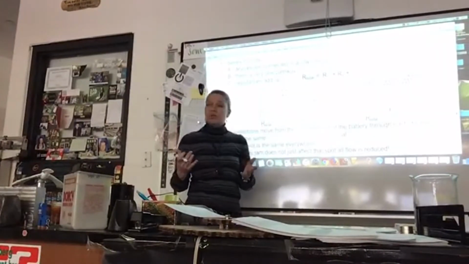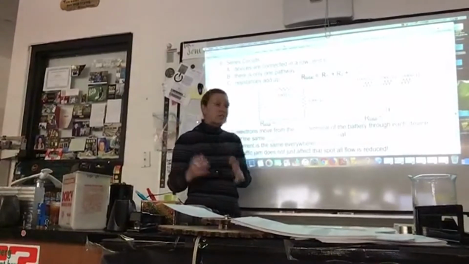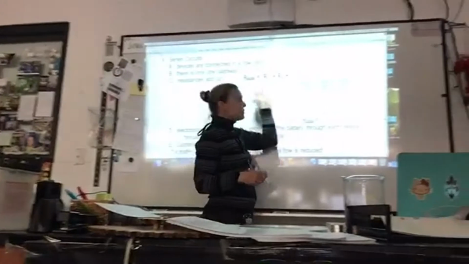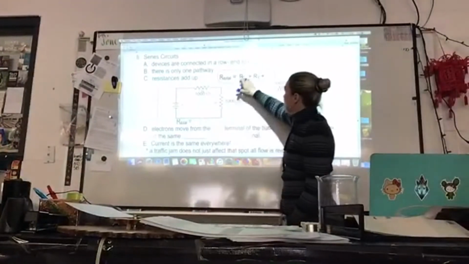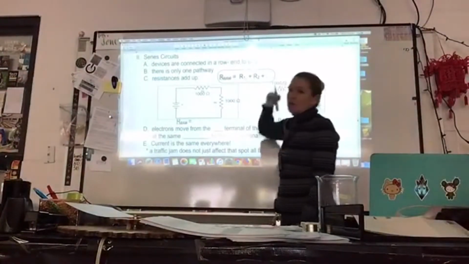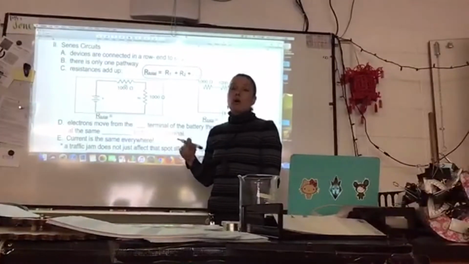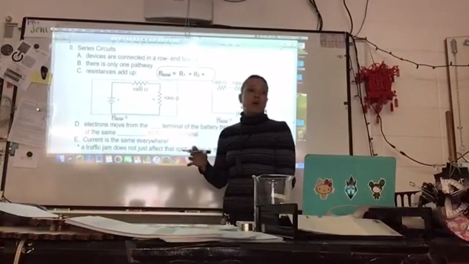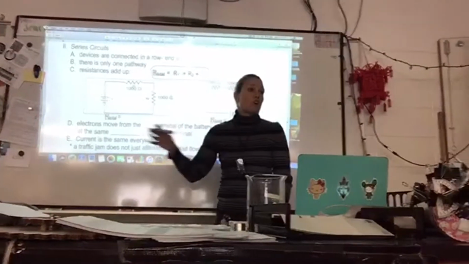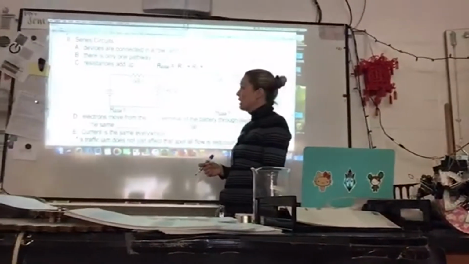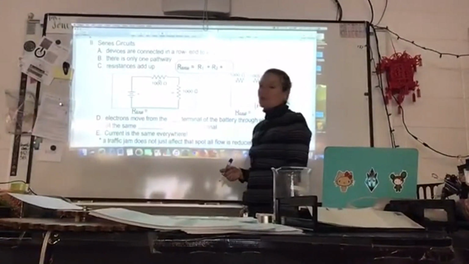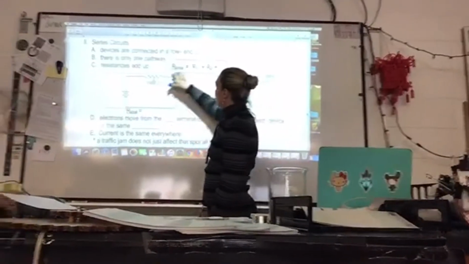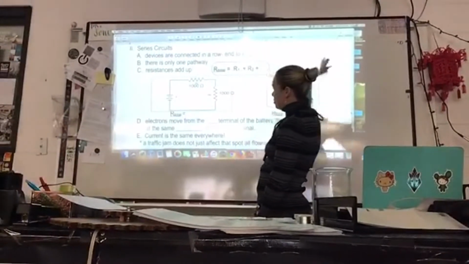It's one road. Imagine having only one way to get to school. The resistances add up. Every single resistor is increasing the resistance. It's like having a road with a bunch of potholes, and every pothole is going to reduce the flow of cars on the road. Or how about a bunch of speed bumps? So our total is R1 plus R2 plus all of them.